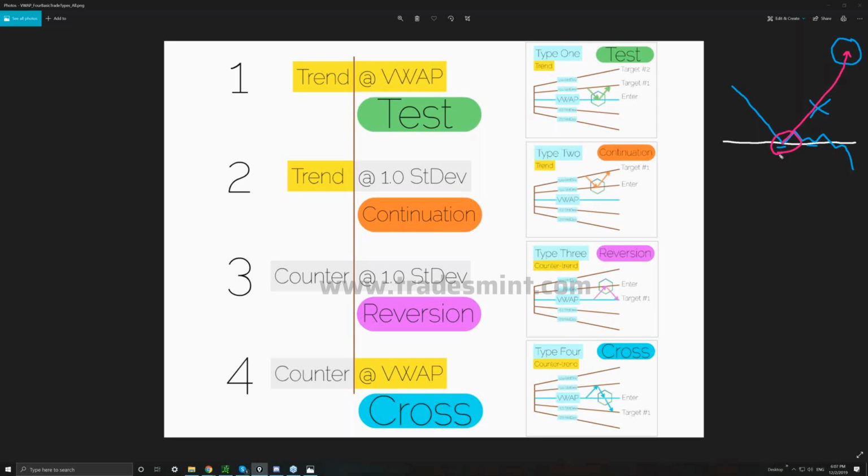A continuation trade is a trade that would occur, let's say, when we have a rising VWAP, we've got our deviation band, and maybe the stock, which had been bouncing back and forth, is now breaking up and out and finding support at the deviation band.